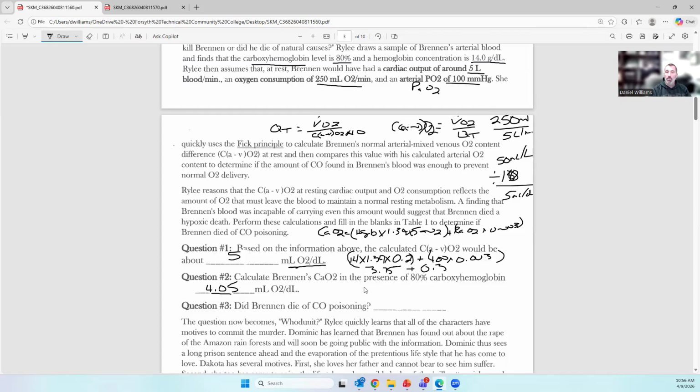So the very next question is going to ask you, did Brennan die of carbon monoxide poisoning? If you have more carbon monoxide than you do oxygen within your blood, and you can see that that is significantly less than what we would consider to be normal, what do you think with regard to that? So that's as far as I'm going to work on this case study. You've got enough now, and I've given you all the formulas that you need to plug and play as you move through the remainder of the case study.